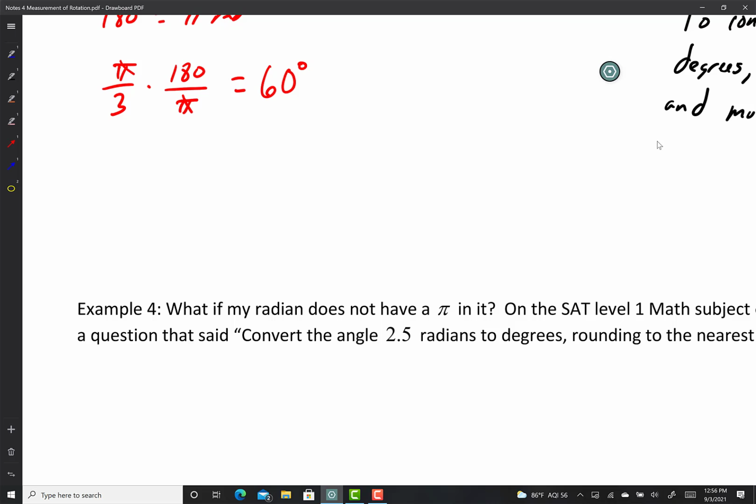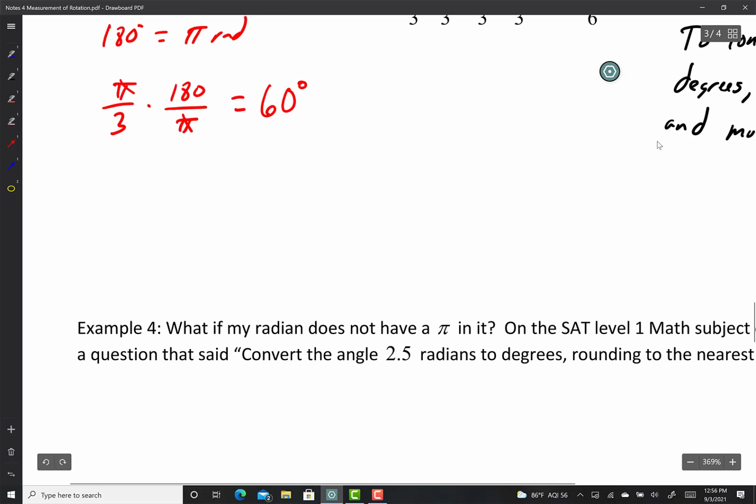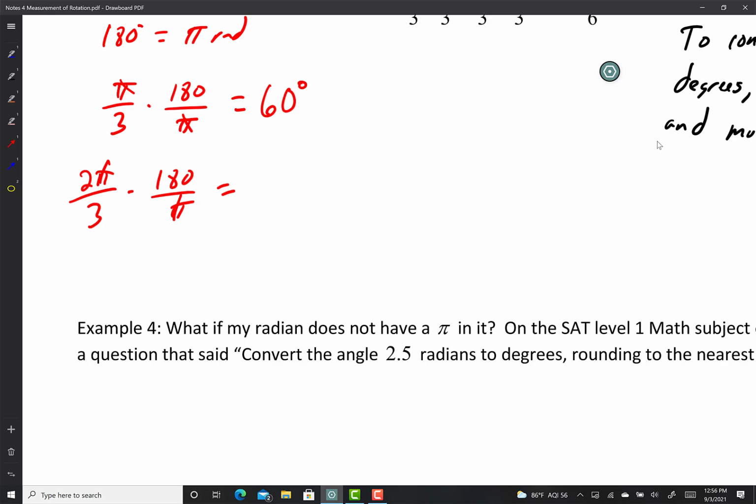All right, here we go. Ready? Which one do they want? 2 pi over 3. 2 pi over 3 times 180 over pi. Do I need a calculator for this? I don't think so. Pi's cancel out. 3 goes into 18 6 times. 6 times 2 is 12. Add the 0, 120 degrees. Or if you notice, pi over 3 times 2 gives you 2 pi over 3, so you can take that 60 times 2, 120. Whatever, it doesn't matter. Patterns, there's patterns everywhere.